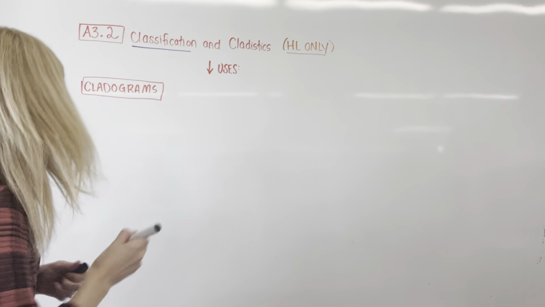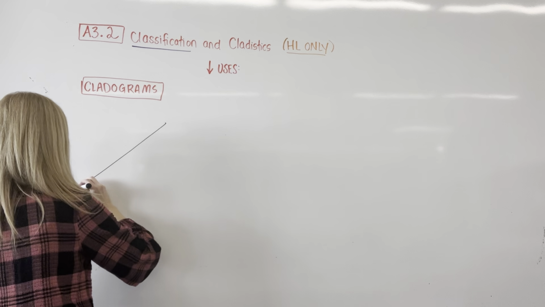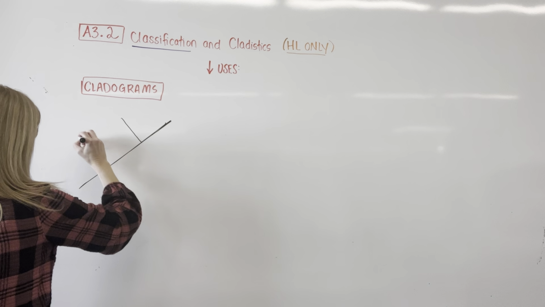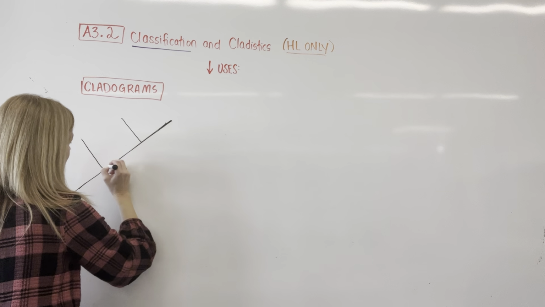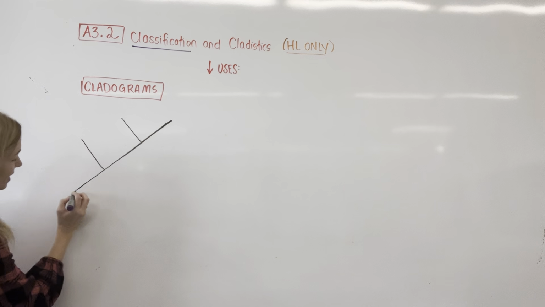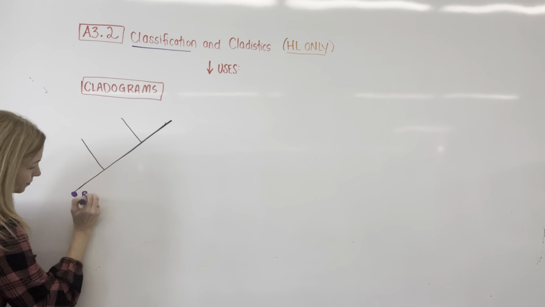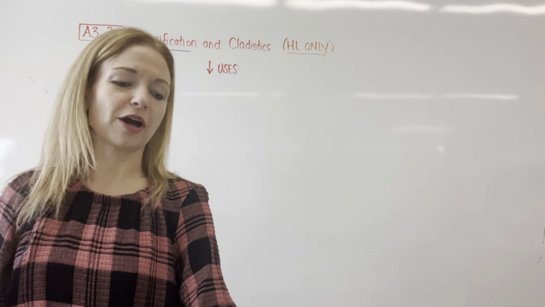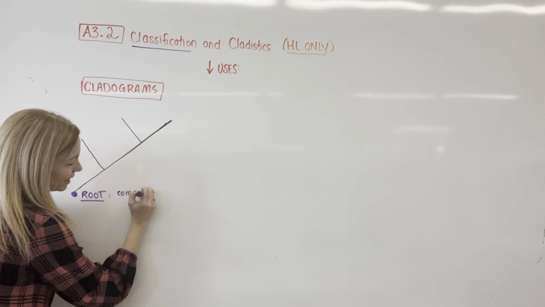So let's look at what a cladogram would look like. Again, this is one where you could have to interpret or draw it, so it could show up either way. It's essentially a diagram of a single clade. And remember, what makes it a clade is the shared common ancestor. That's going to be down here, and that's going to be called the root. And the root has to be the common ancestor of that clade. So this is the common ancestor of all members of this clade.